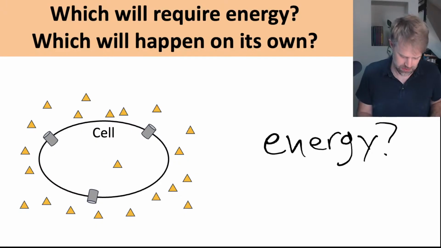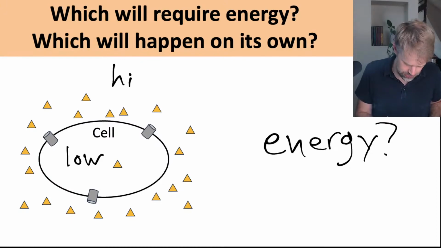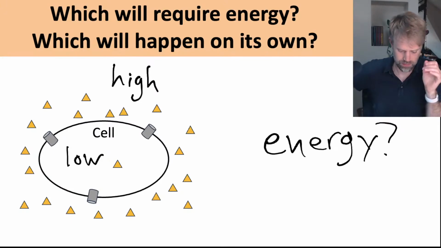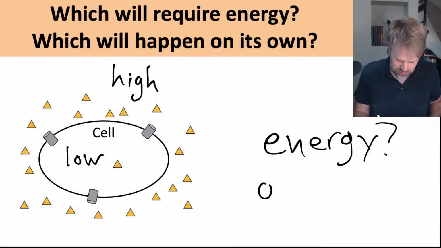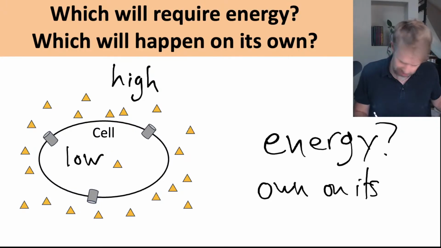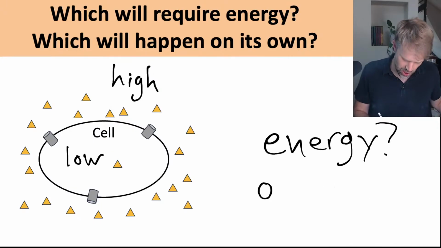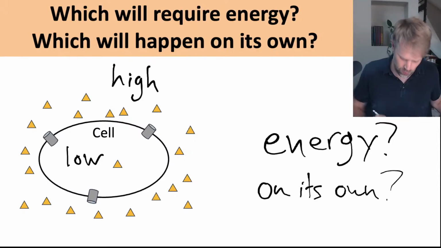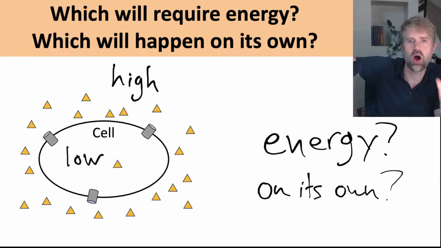So think about this. We have a low concentration in here. We have a high concentration here. Maybe I should have asked first, what will happen on its own? Oh, look, I can't even write sometimes. On its own is what I meant to say. What's going to happen on its own? Let's start there. What is going to happen on its own?